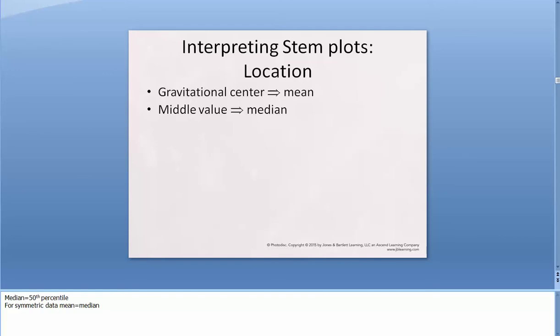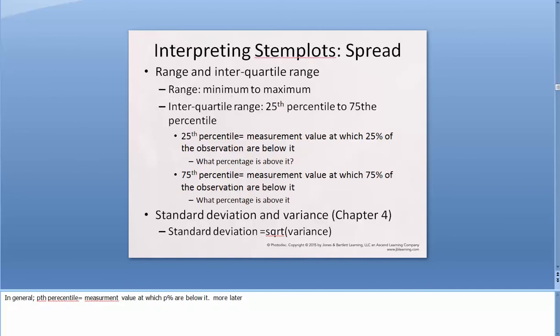Now let's go to the next slide. Spread. Remember we talked about spread being the last factor. To measure spread, you can use the range or something new called the interquartile range. Range, as you may guess, is just the minimum to maximum. You just say, okay, 20 to 30, something like that. Interquartile range is the 25th percentile to the 75th percentile. There is a typo here, this should be 75th percentile.